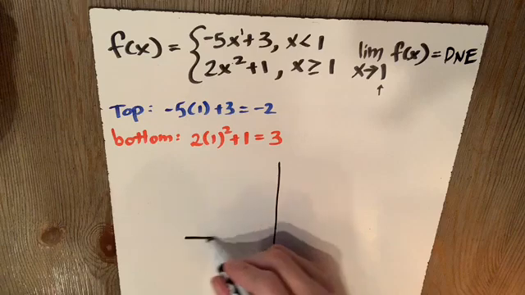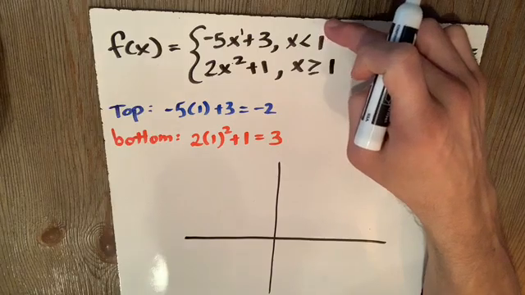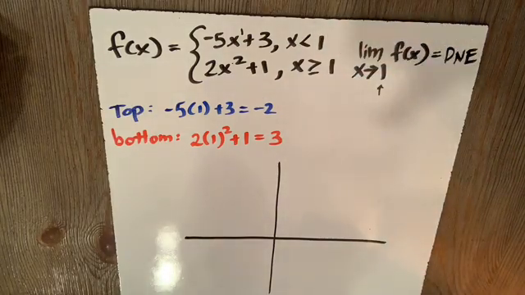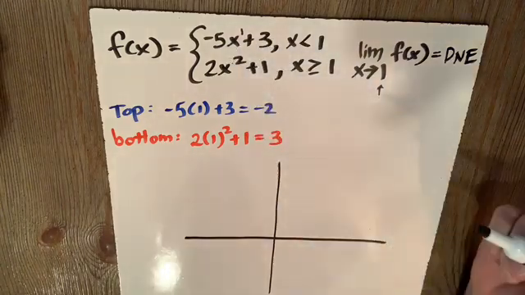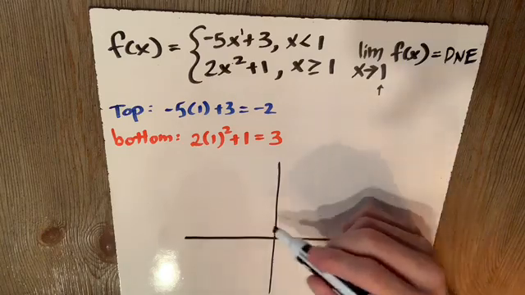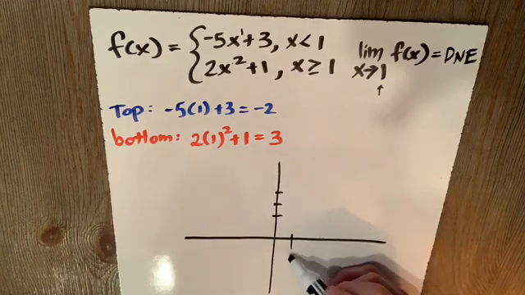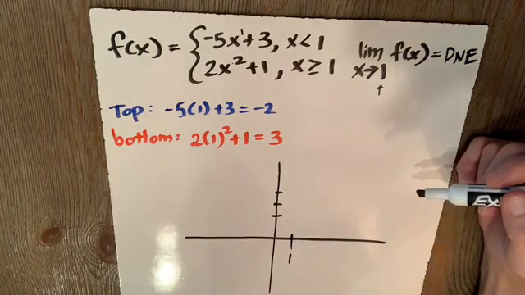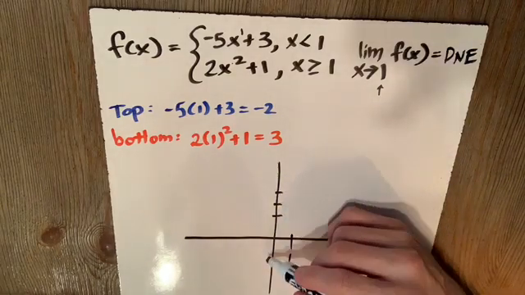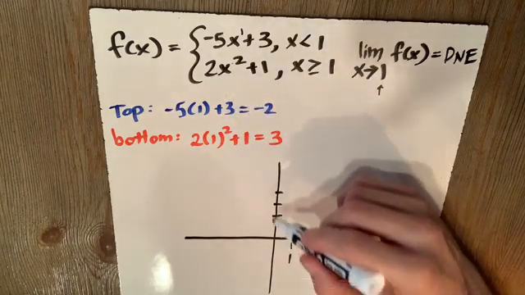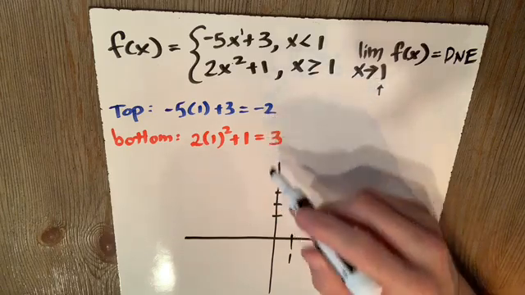If I wanted a sketch of this, this is a line for x is less than or equal to 1. It has a y-intercept of 3 and a slope of -5 over 1. So here would be the potential y-intercept, and I'm interested in this spot where x is equal to 1. So if that's the case, I'd be going down 5 over 1, and the line would look like this. So at 1, we're going to have a -2.